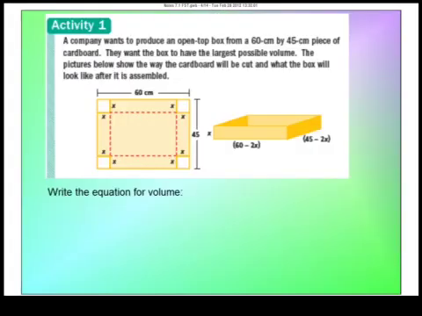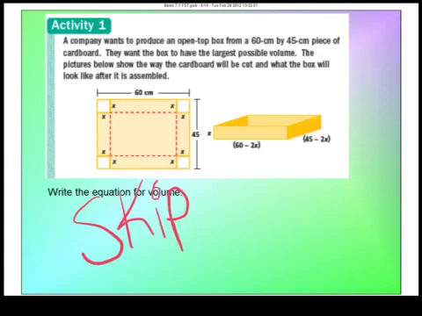Now this box activity we're actually going to skip for now and revisit it after we take the notes and do the homework on section 7.1.